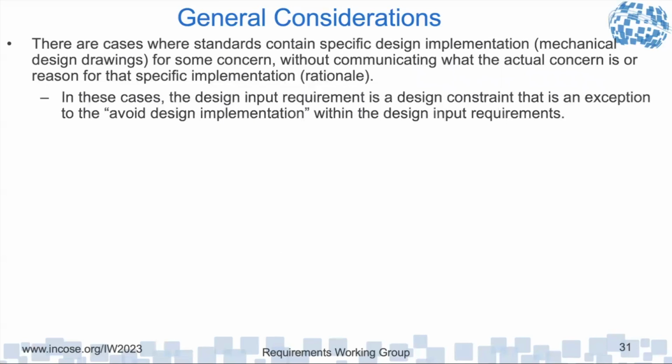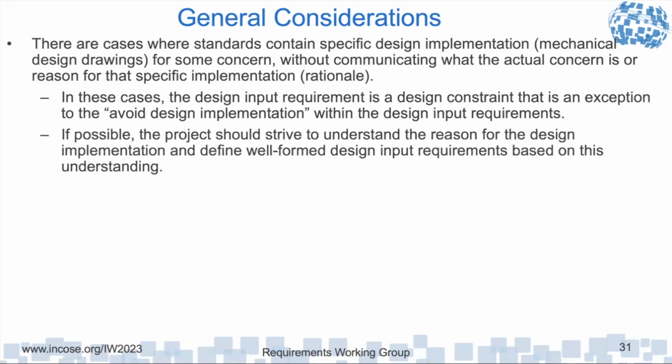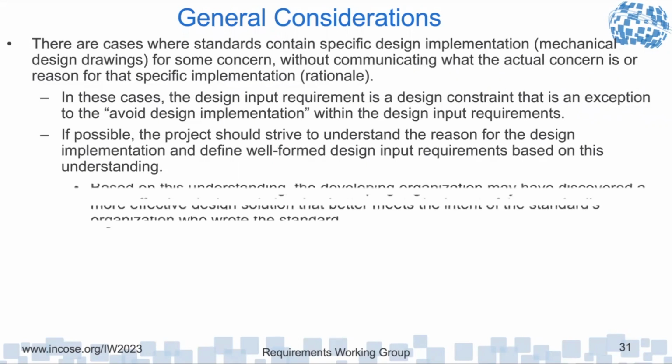There's also cases where standards contain specific design implementation, like I said before, mechanical design drawings, without communicating what the actual concern is. So those are going to be design constraints because we're going to have to include them even though they violate the design input rule of avoid design implementation. Sometimes an organization has good rationale for that design implementation. Then it would be very good if they included rationale for that design implementation. Projects should try to strive to understand this and define well-formed design input requirements.